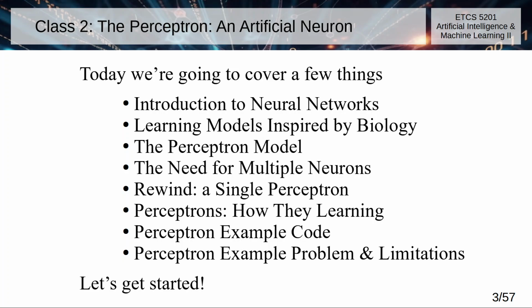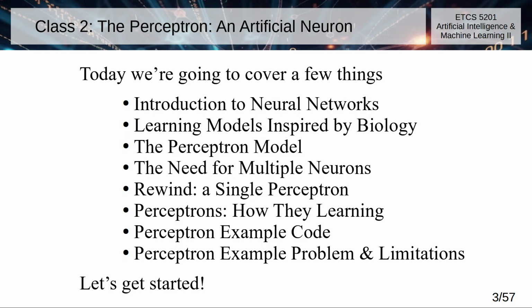We're going to think, okay, we're going to need more than one neuron to do more complex things. But then we're going to rewind back to that single perceptron because we really want to get a foundational understanding of how that works. We're going to then look in detail at how they learn. We're going to code one up. We're going to write some example code that builds our own perceptron, and then we're going to use it to solve some problems and look at some of the limitations that it has that are going to necessitate us moving to larger models or larger systems that have multiple neurons, essentially.